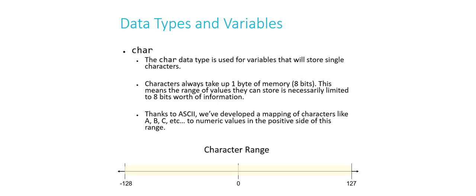What's next? Chars. So chars are used for variables that will store single characters. Char is short for character, and sometimes you might hear people pronounce it as car. So characters always take up 1 byte of memory, which is just 8 bits.